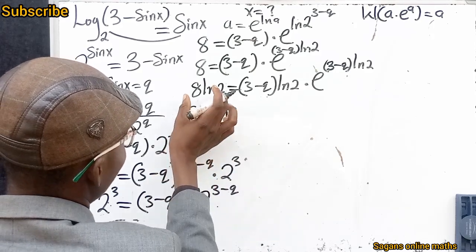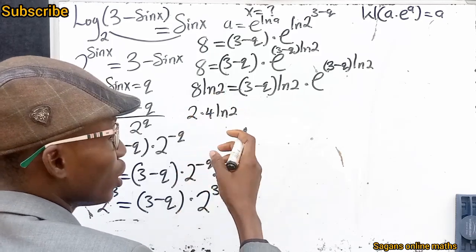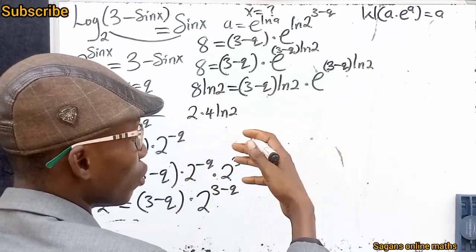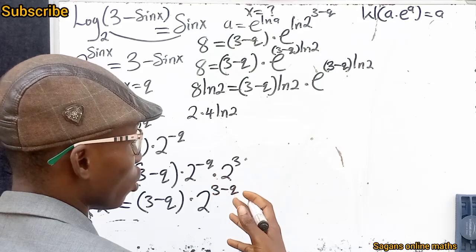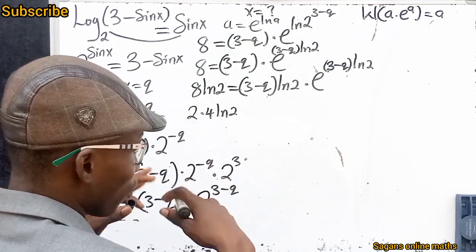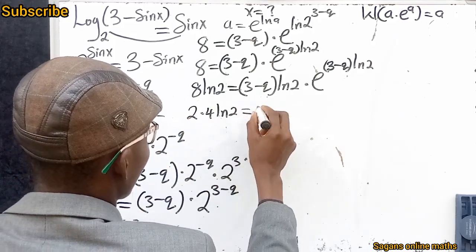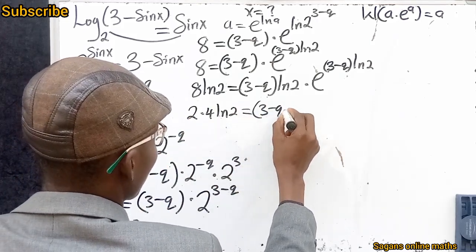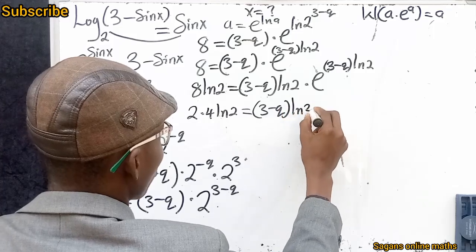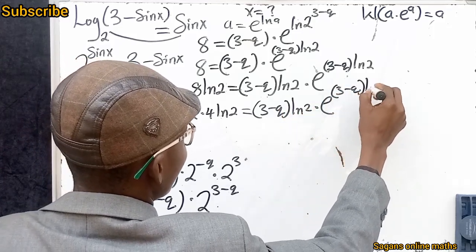If I take the Lambert W function of this, I have something, because if you don't have that calculator, you cannot find the value of the Lambert W function. So I'm looking for a way to remove the Lambert W function. I want to obey the properties, then I will remove it. That's what I want to do. Equals 3 minus q ln 2 multiplied by e raised to the power of 3 minus q ln 2.